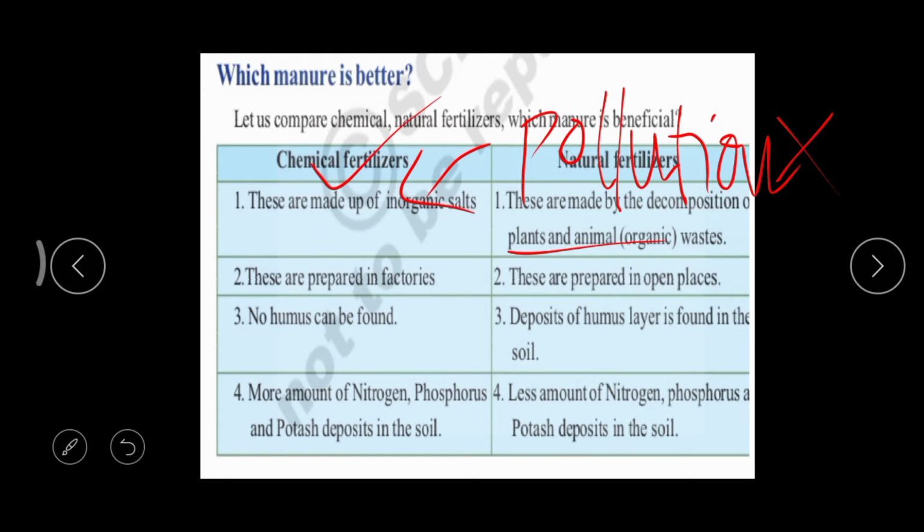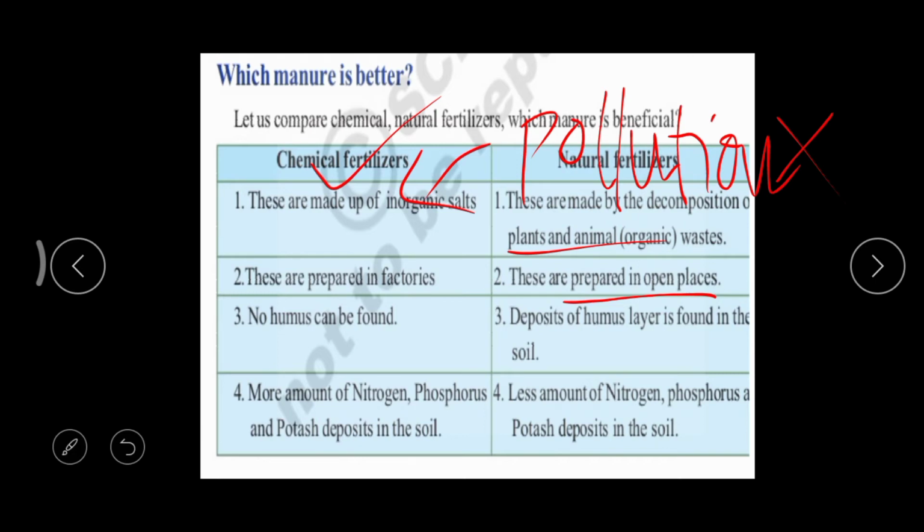And what's the next one? Chemical fertilizers are prepared in factories. I told you these are produced in large amounts, that's why we produce them in factories or industries. And natural fertilizers are prepared in open places, just like in fields or in the outskirts or open areas of our home, we can prepare them.